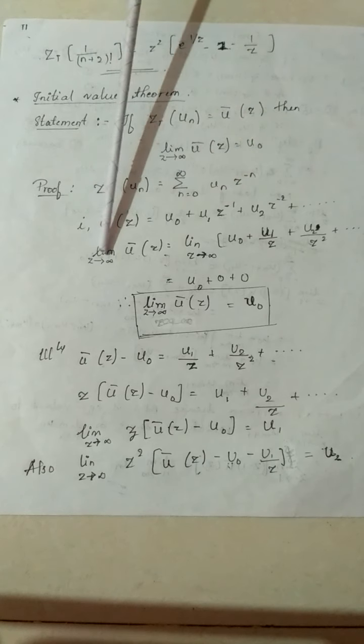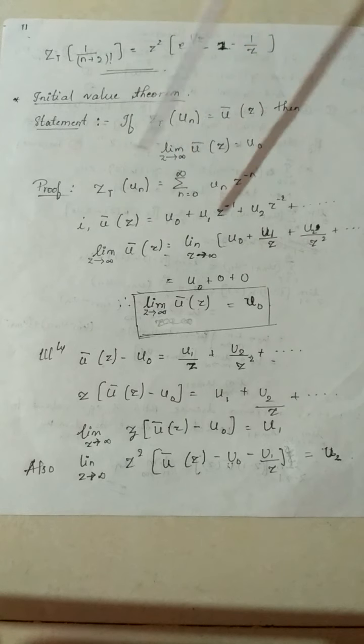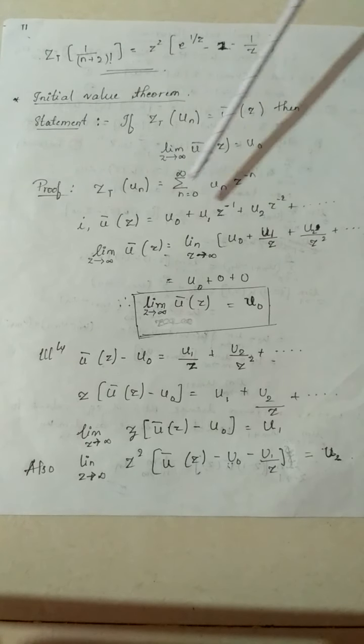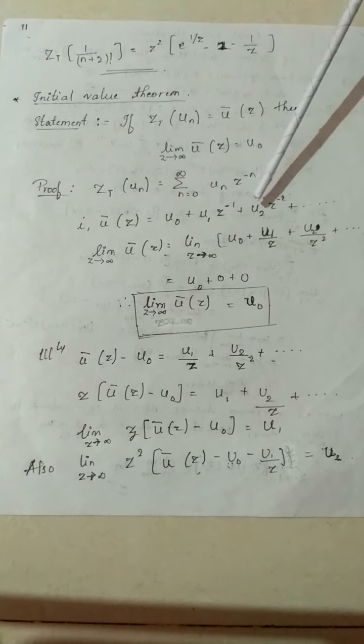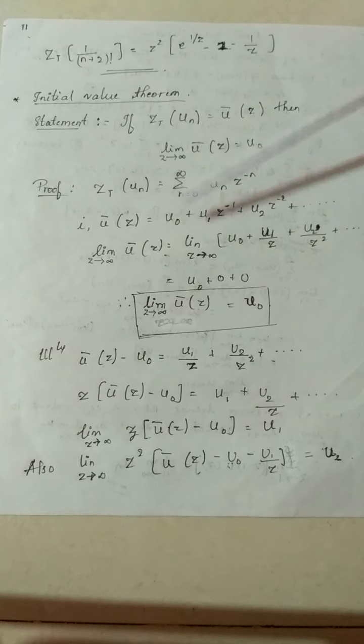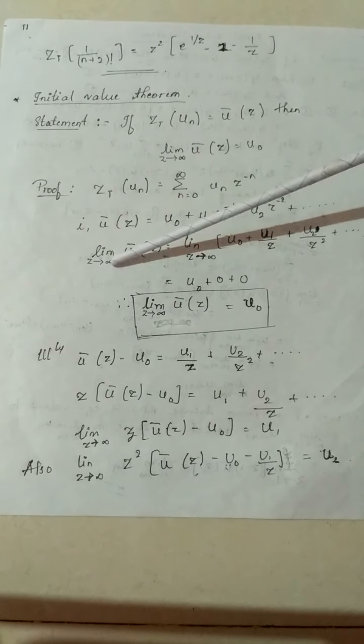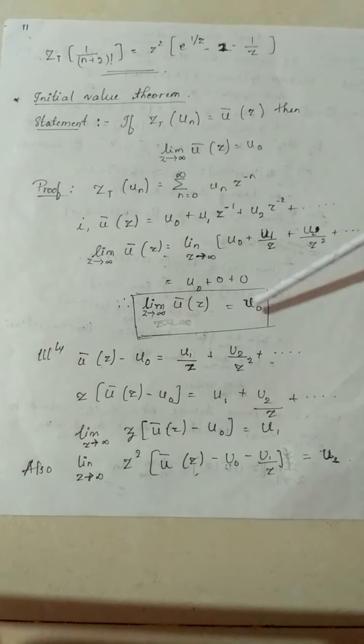Now, take the limit as z tending to infinity on both sides. Limit as z tending to infinity of u bar z is equal to limit as z tending to infinity of u naught plus u1 z raised to minus 1 plus u2 z raised to minus 2, and so on. If z tends to infinity, of these terms only u naught remains. Why? Because if I put z is equal to infinity, u1 upon infinity, anything upon infinity is 0. Here also anything upon infinity is 0. So I get only u naught. Therefore, the limit as z tending to infinity of u bar z is equal to u naught.